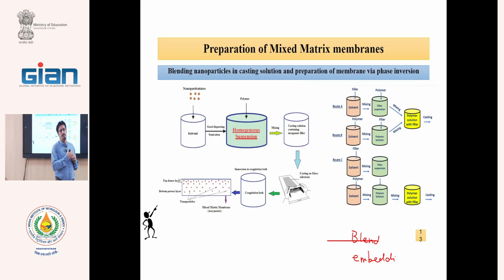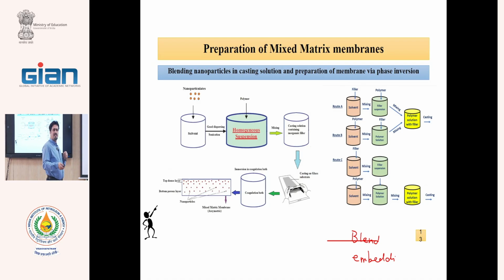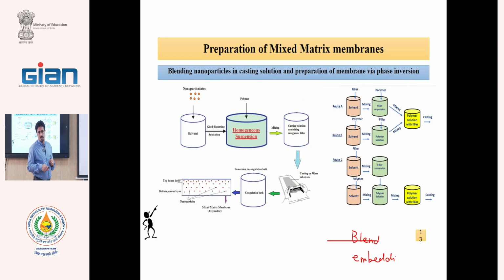This extra polymer can also be a pore-former. We use pore-formers in membrane fabrication for increasing porosity. Therefore, in most cases, PVP can act as both pore-former and good dispersing agent. And after preparation of the good solution and degassing, we cast the membranes and prepare the mixed matrix membranes.